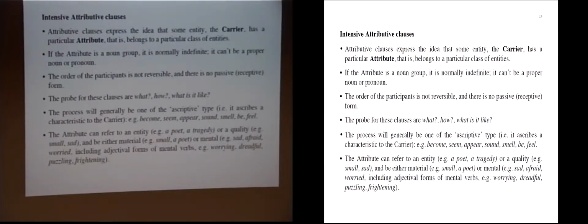And the attribute can be any kind of entity that you want, talking about it as a class, like a poet or a tragedy, that's a real tragedy. Or a quality like small or sad. And it can be material, like small or a poet, or mental. You could say, oh, that's sad. Or she was afraid, or she's worried. And it can include adjectival forms of mental verbs. Because these, worrying, dreadful, puzzling, frightening, are again representing states of mind. So they can also be used as these attributes. So that is worrying, or you could say that is frightful, or that is puzzling.